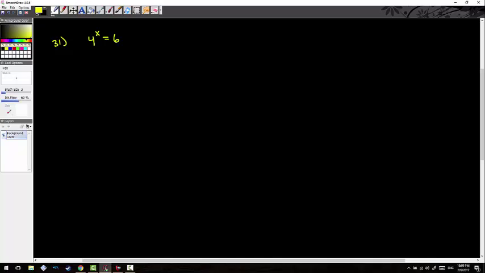I don't think so. And so if there's not any discernible way, I like to take the natural logs of both sides. So what I get is the natural log of 4 to the x equals the natural log of 6. I can use some exponential rules to kick this guy down. I get x natural log of 4 is equal to natural log of 6. Remember, natural log of 4 is just a number, so I'm going to divide that out. And I get x being natural log of 6 over natural log of 4.